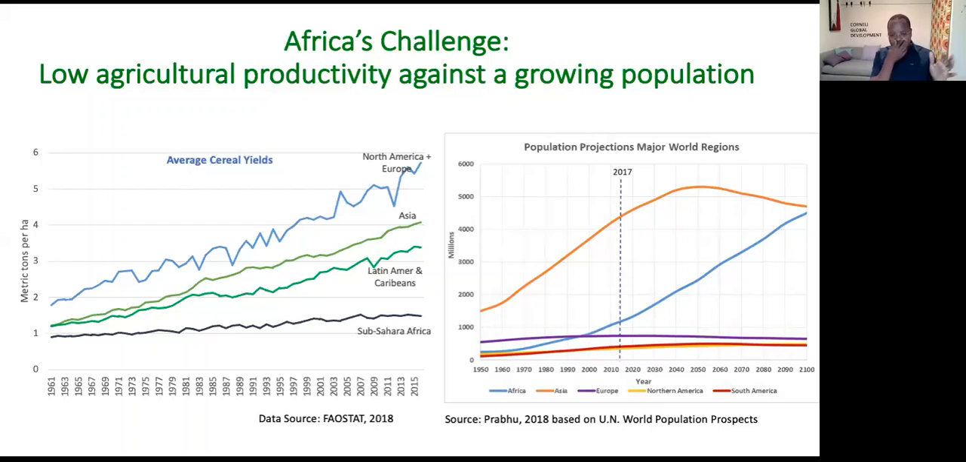When you put these two graphics together, one that shows very low agricultural productivity and another that shows very rapid population growth, you can see that we're headed for either a humanitarian crisis or an environmental crisis, because either we have to convert more and more land into agriculture, or Africa may not be able to feed itself in the years to come. So this to me is what keeps me awake at night. This is the agency of why we need to intervene when it comes to agricultural development in Africa.